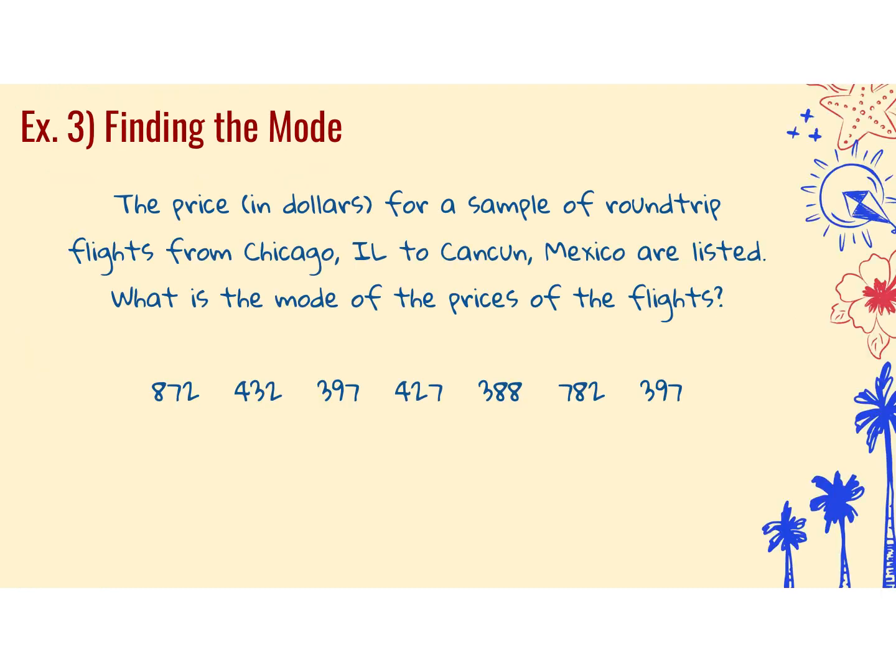So take a minute, go ahead and pause the video and find the mode of our flights from Chicago. Okay, hopefully you got to try the problem. If we look at our data set here, we see that there's only one number that's repeated, and that is 397. So the mode of our trip is $397.